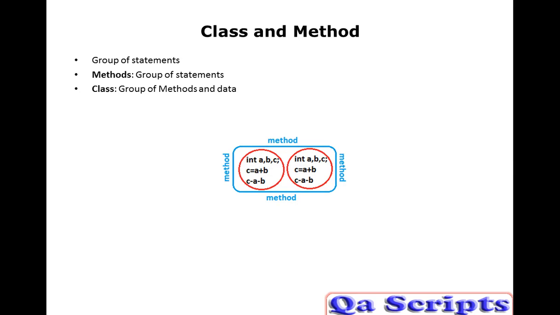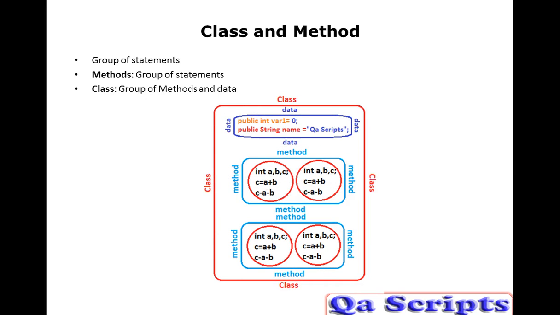Then what is a class? A class is nothing but a group of methods and data. So here I have combined two methods and two data. Here data is nothing but the variables I have declared, such as public int var equals 0, as well as public String name equals QA Scripts. These are the data, and below that we have method 1 as well as method 2. So the combination of data as well as methods is nothing but a class in Java.